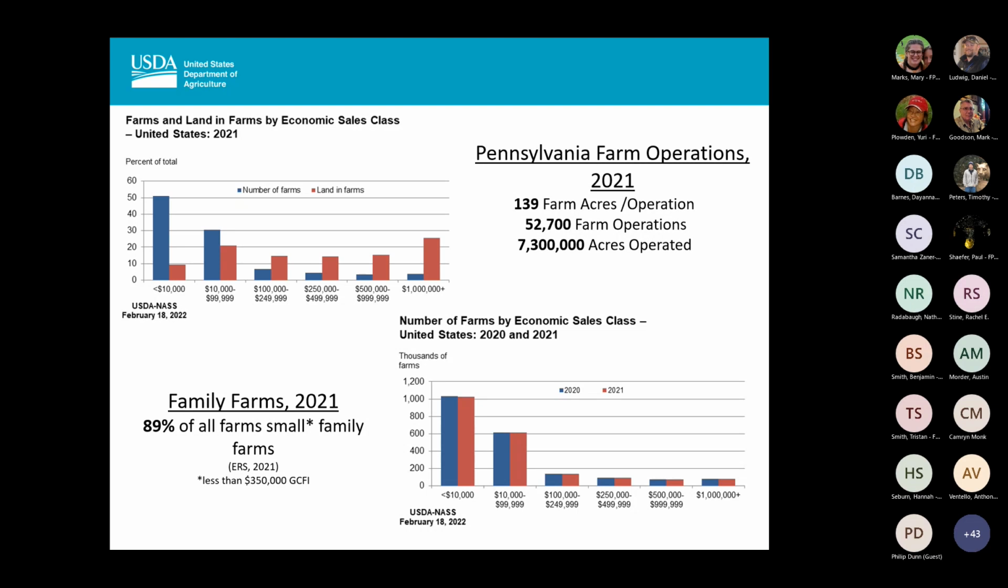And I know that's pretty relative, but those are considered by ERS, the Economic Research Service, to be those that are making less than $350,000 in gross cash farm income. So that's before expenses. That's pure revenue, how much they're bringing in. So I mean, that's the vast majority.